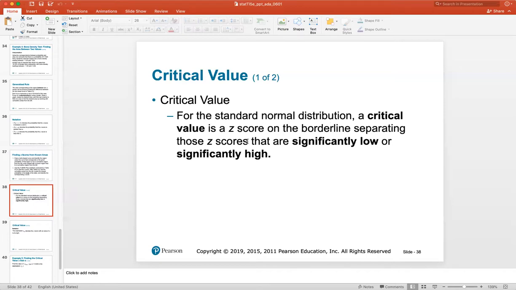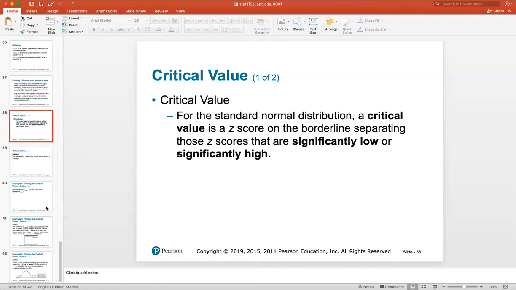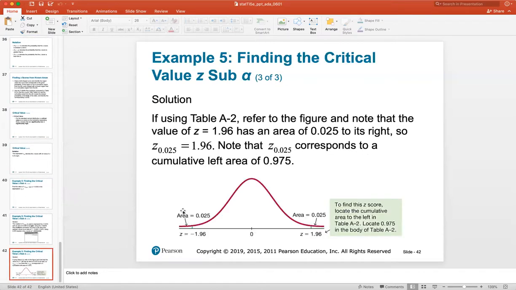For the standard normal distribution, a critical value is a z-score on the borderline separating those z-scores that are significantly low or significantly high. What that means, I'll show you on the last slide here. This is the graph of the standard normal distribution, I mean the density curve of the standard normal distribution. Here is 1.96. Whether we consider significantly low and high totally depends on the problems. For example, the probability is less than 2.5%, right there.